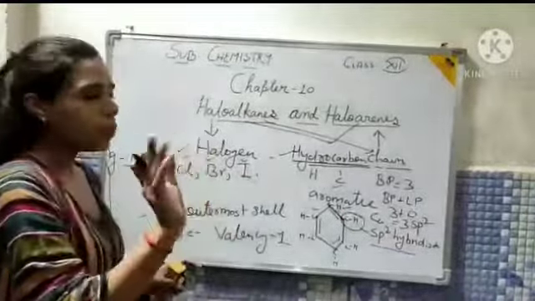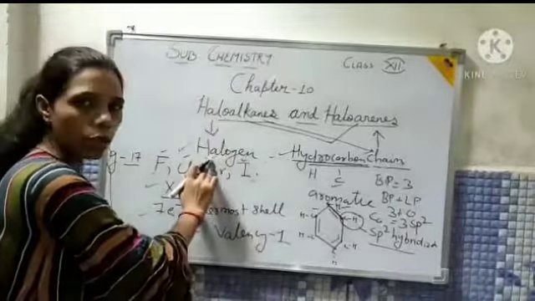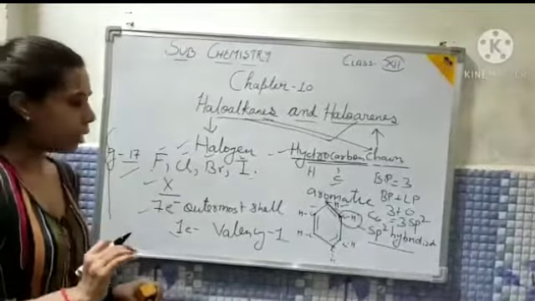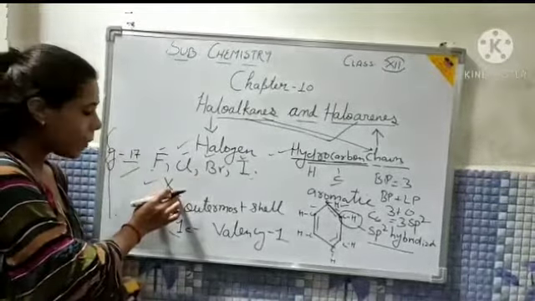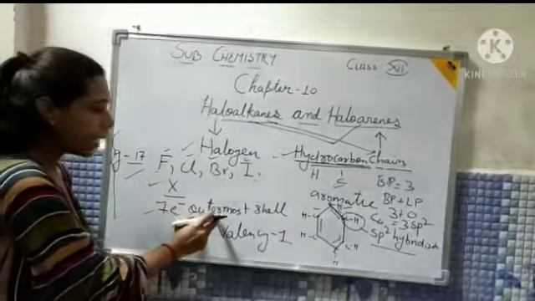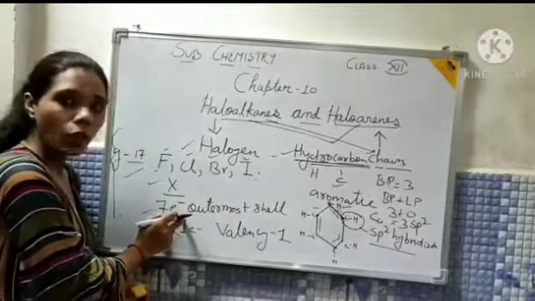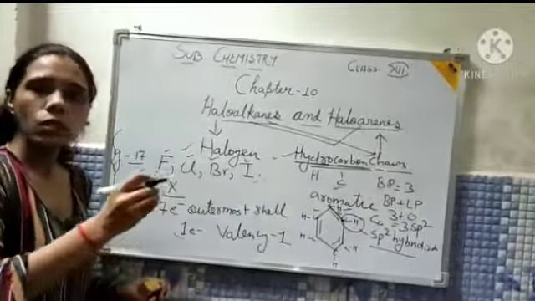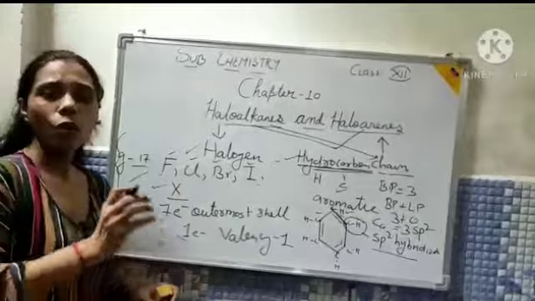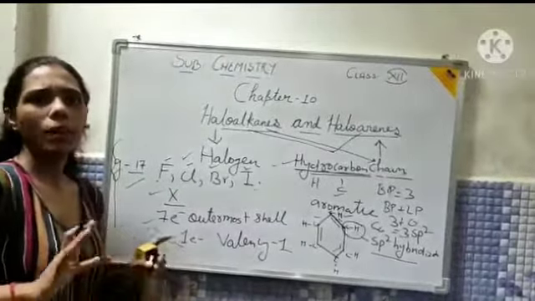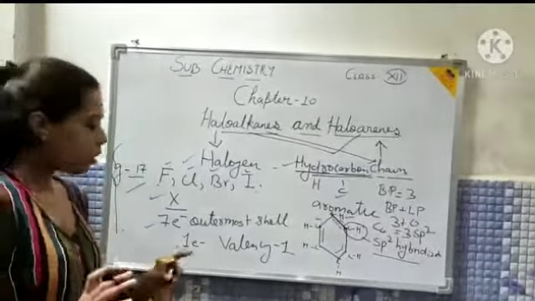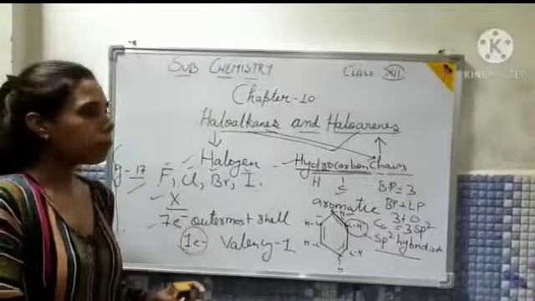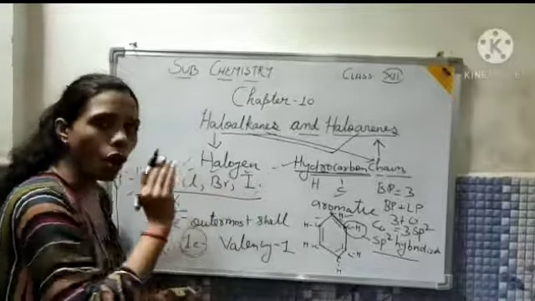Now, listen very carefully. Halo means halogen. Halogens are the elements which belong to group 17 of the periodic table. We represent the element with the letter X. Their outermost electronic shell contains 7 electrons. They need 1 electron to complete their orbit to attain the noble gas configuration, because every element wants to achieve the noble gas configuration so that it becomes stable. Because their valency is incomplete, they take part in reactions.